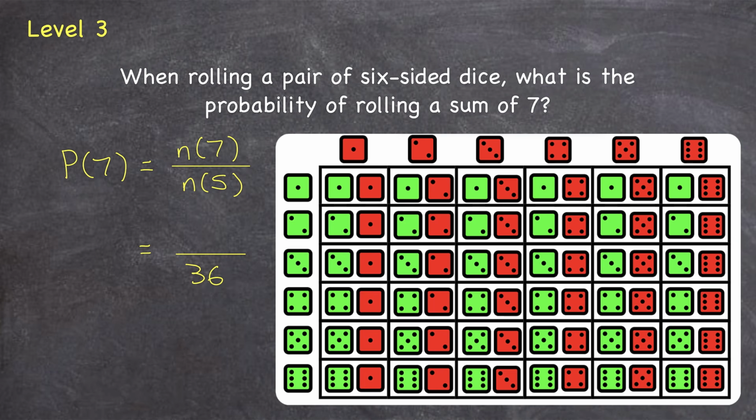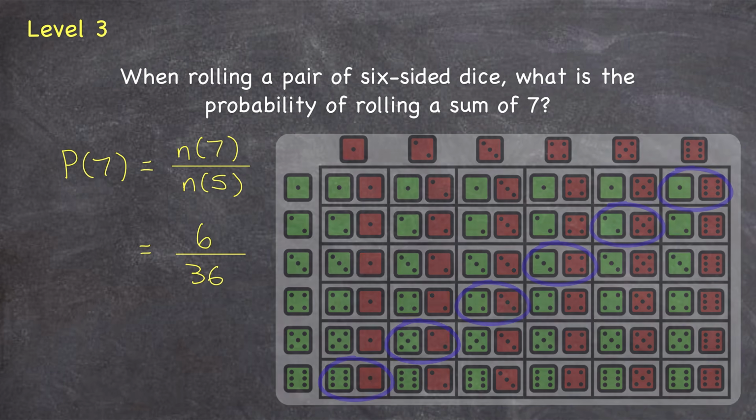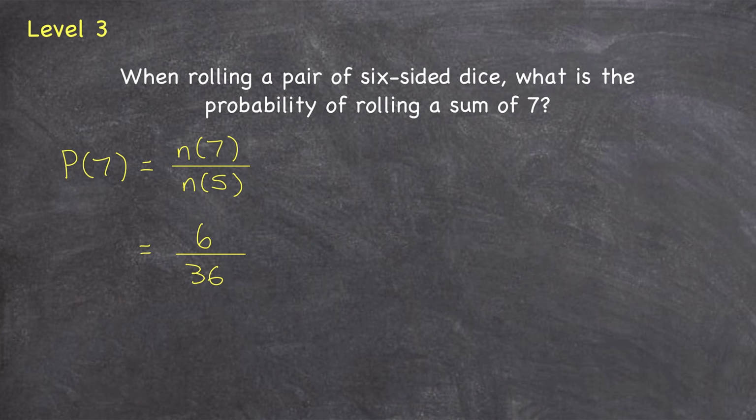But how many of those 36 outcomes are a sum of 7? You could roll a sum of 7 by rolling a 6 and a 1, or a 1 and a 6, a 5 and a 2, or a 2 and a 5, or a 4 and a 3, or a 3 and a 4. So there are 6 total outcomes that are a sum of 7. So the probability of rolling a sum of 7 is 6 out of 36, which reduces to 1 out of 6.